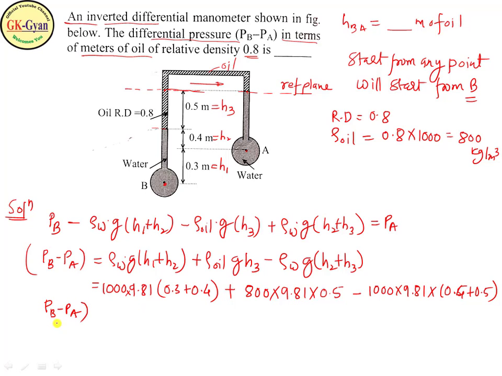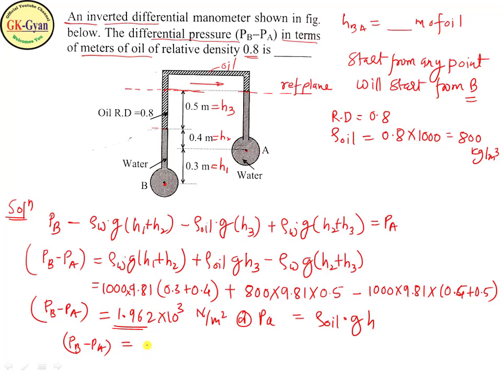It will be calculated as 1.962 into 10 to the power 3 Newton per meter square or Pascal. But you have to find it in terms of meter of oil. So we know PB minus PA is nothing but rho of oil into G into H, the pressure head of oil, HBA also.